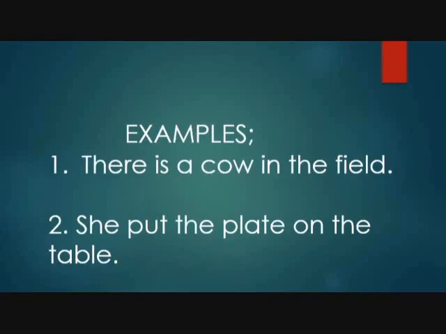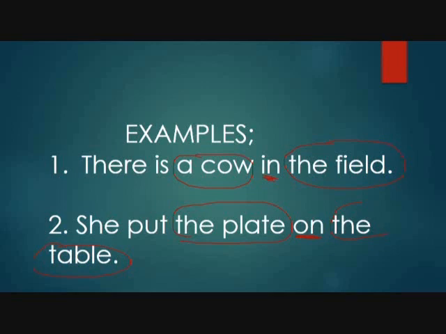So example number 1. There is a cow in the field. So here the word in is showing the relation between two things, that is a cow and the field. Number 2, she put the plate on the table. So here the word on shows the relation between the plate and the table. So the words which show relation, in in number 1 and on in number 2, are prepositions.